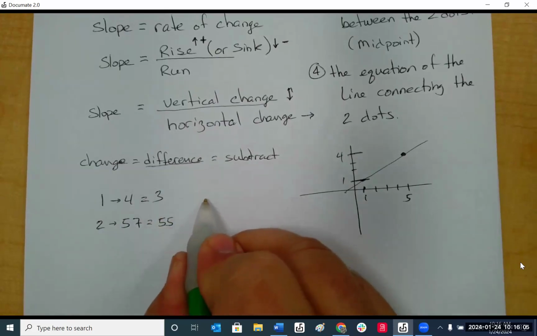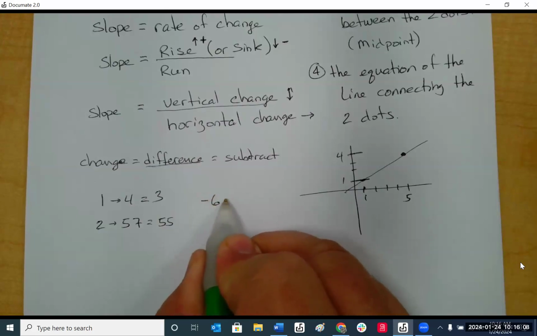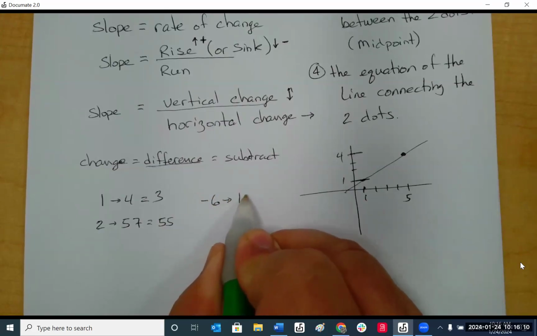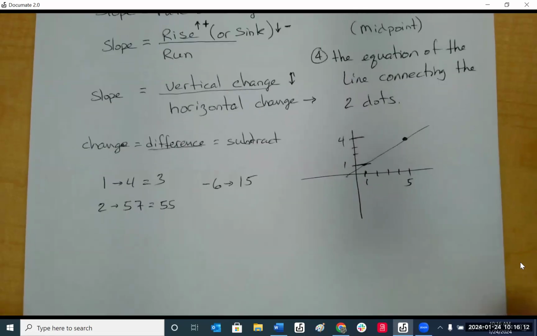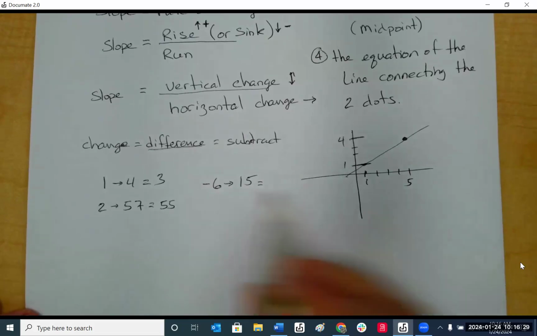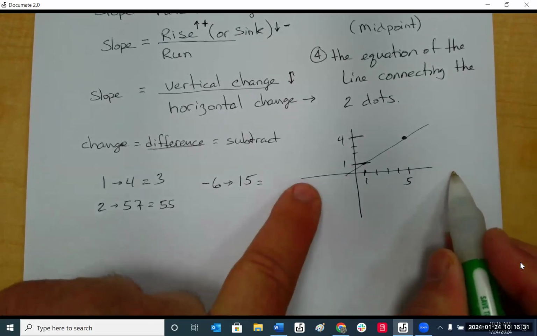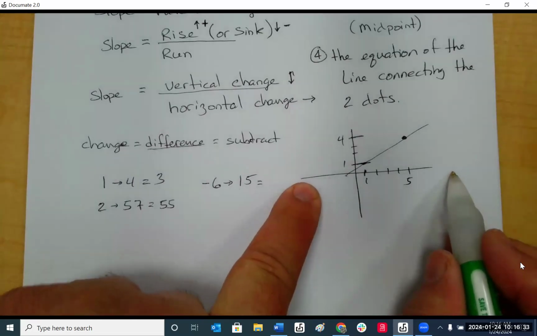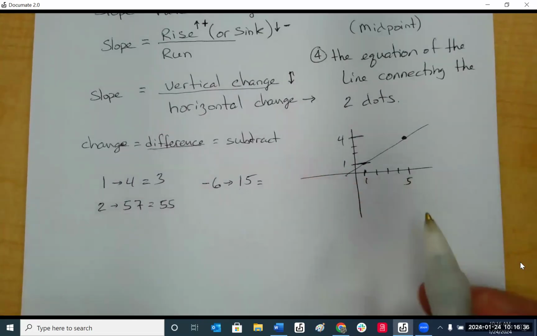Between -6 and 15. I don't know, you tell me. Remember, 15 is over here somewhere, right? -6 is over here. So we have 6 here and then 15 here. 21.